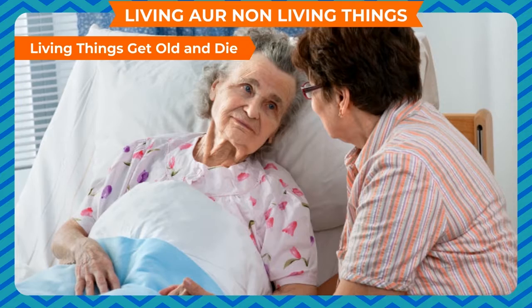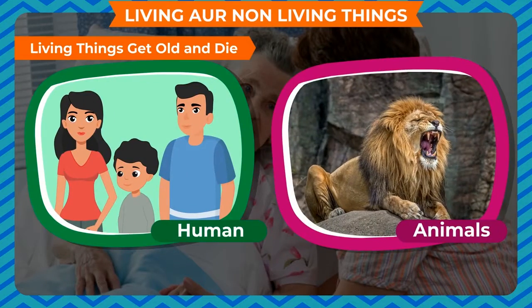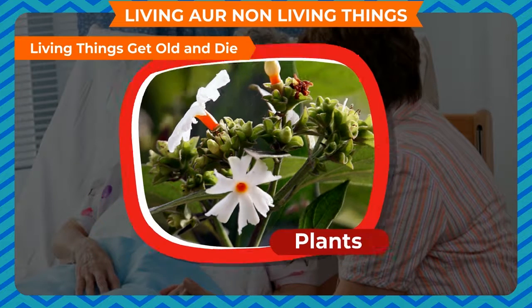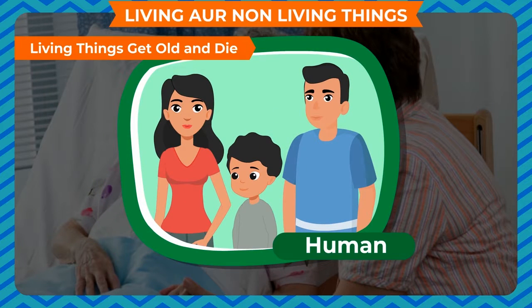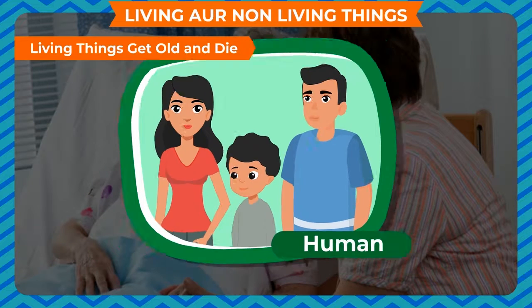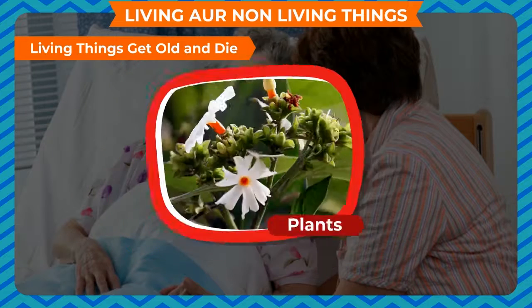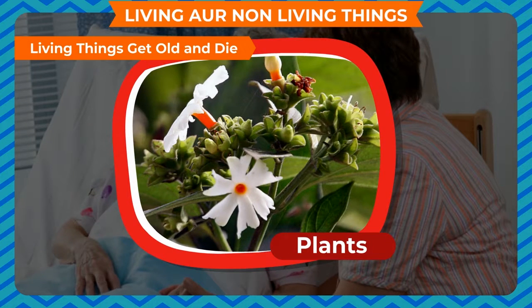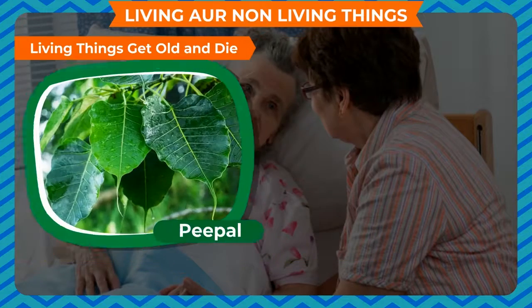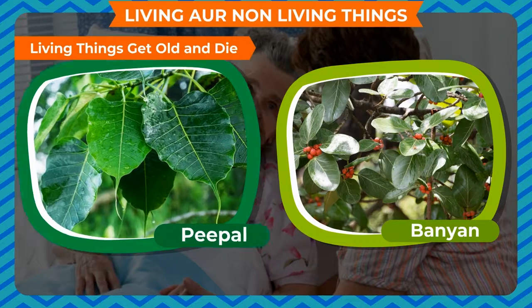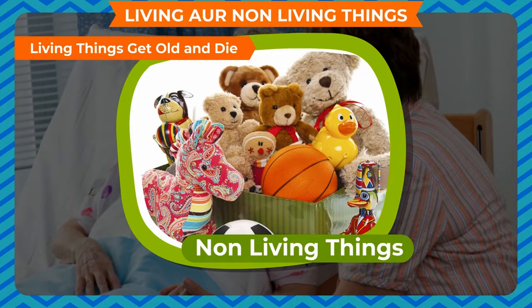All living things such as humans, animals, and plants live for a short or a long time. Humans live for a long time, while different animals have different lifespans, such as a dog lives for about 12 years. Plants also have a different lifespan. Some trees such as peepal and banyan live for a very long time. Non-living things do not have a life and so they do not grow and die.